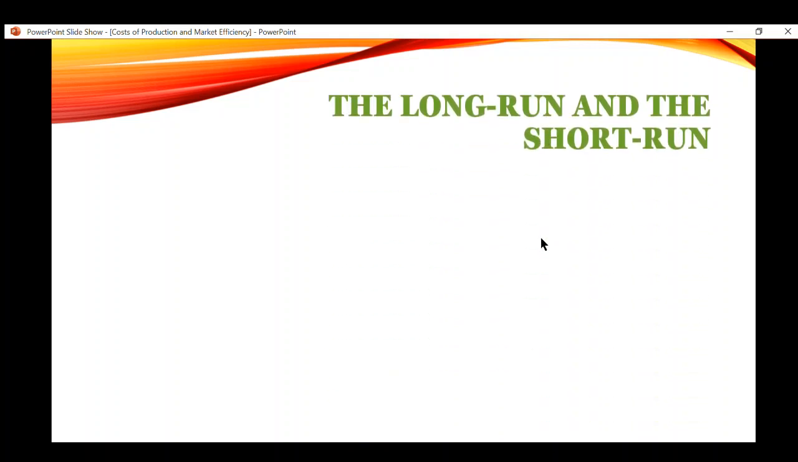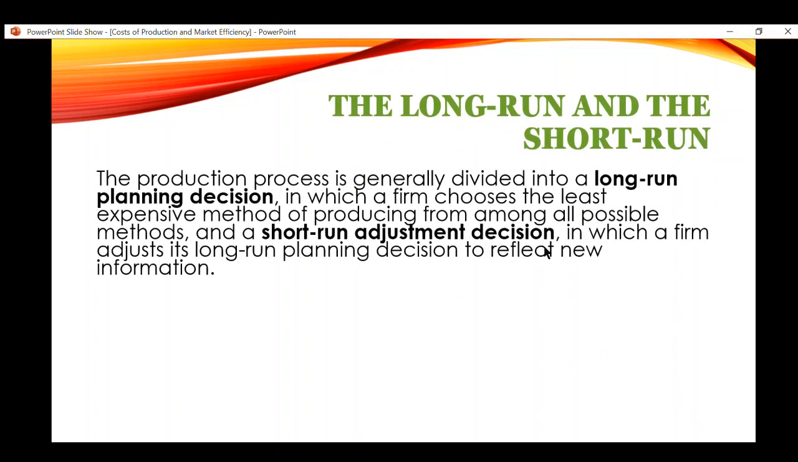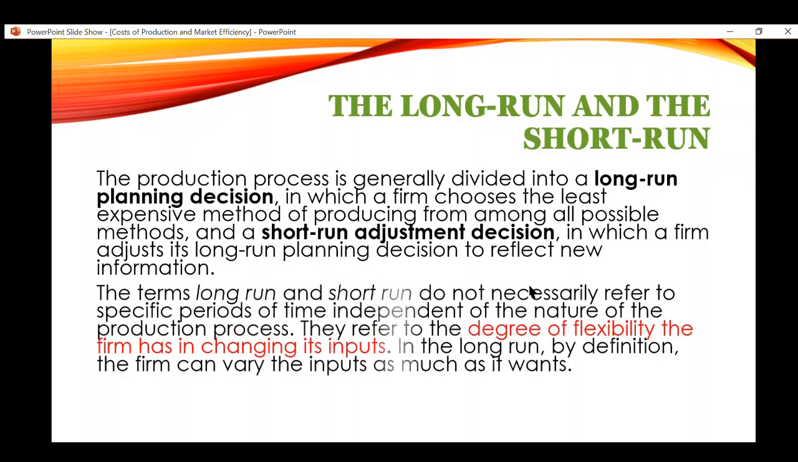Then we have again the terms long run and the short run, which is mentioned earlier. So the production process is generally divided into a long-run planning production, wherein a firm chooses the least expensive method of producing from among all possible methods, and we also have the short run adjustment decision, in which a firm adjusts its long run planning decision to reflect new information. So when we say long run and short run, they do not necessarily refer to specific periods of time independent of the nature of the production process.